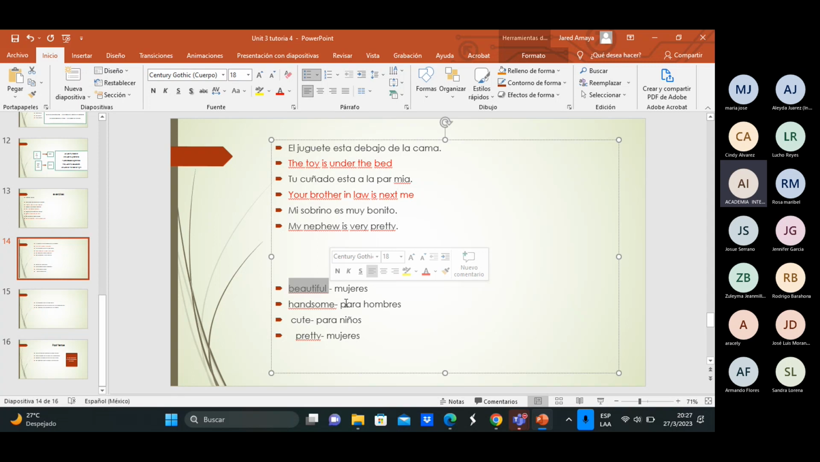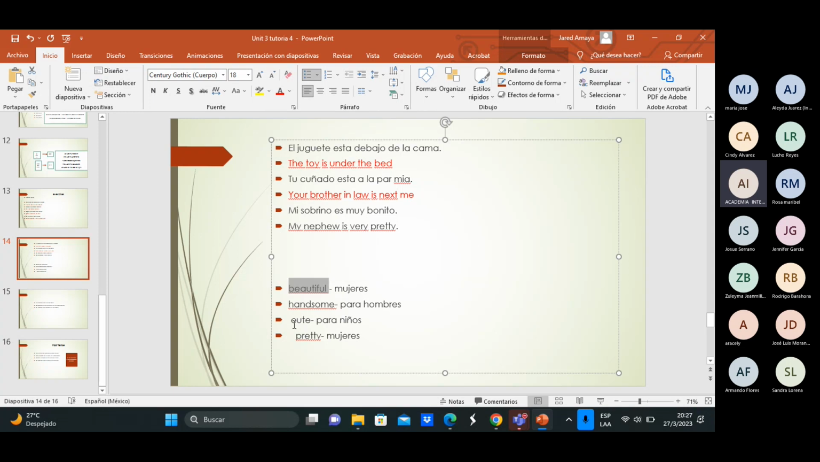The landscape is very beautiful. El paisaje, ¿verdad? Es muy bonito. The landscape is beautiful. The sunset is beautiful. El sunset es, el ¿cómo es que se llama? El atardecer. The sunset is beautiful. El atardecer es bonito. Pero para referirnos a un hombre no sería esa la palabra correcta.